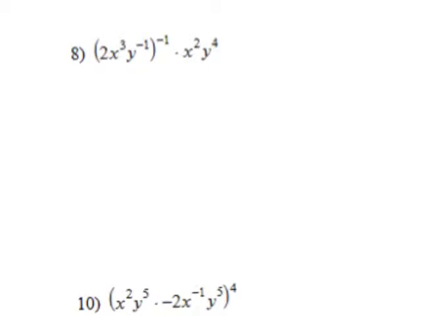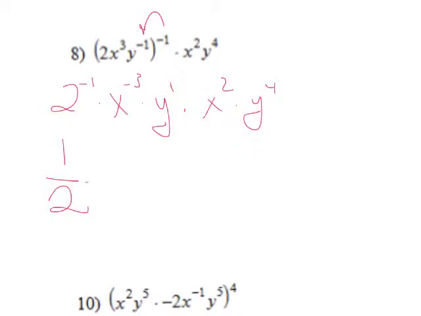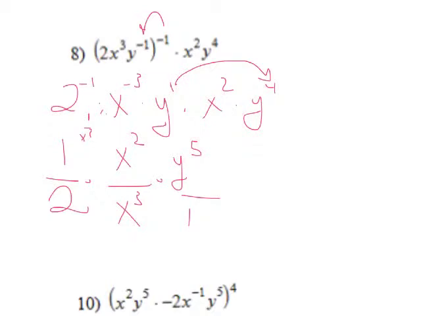So here, I've got 2 to the negative 1st times x to the negative 3rd times y to the 1st, because negative 1 times negative 1 is 1, times x squared times y to the 4th. So here's a situation where I can go ahead and go 1 over 2 times, I'll put the x squared on top and the x to the 3rd on the bottom, because this is just the same as 1 over x to the 3rd, right? And times y to the 5th, because it's y to the 1 plus 4 over 1.